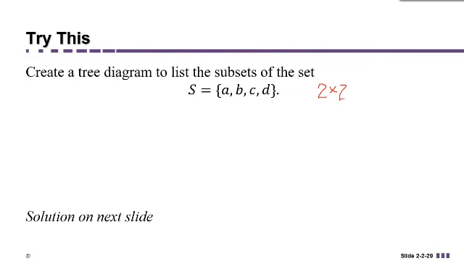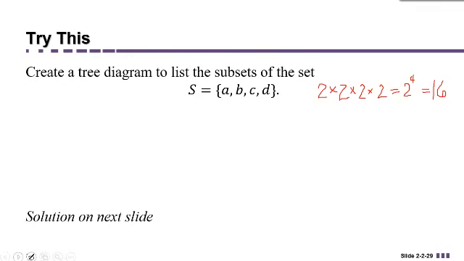So the first column would be 2, the second column would double that, the third column would double that, and the fourth column would double that. Another way of writing this is 2 to the 4th power. And 2 to the 4th power is 16. So we would expect to have 16 branches on our tree diagram, and that corresponds to 16 subsets.